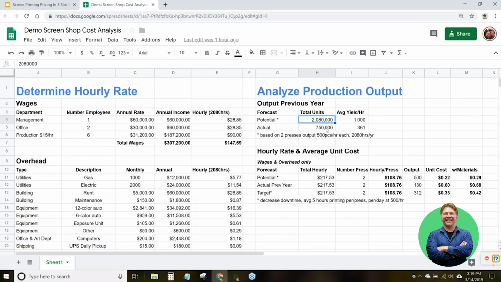So then I look at what we actually did. Okay, we did 750,000. Now that seems like a huge disparity, but actually, with experience, it's not. I can certainly improve that, but I'm not surprised, because if you're printing, you realize that the press is not always turning. There's lots of downtime.